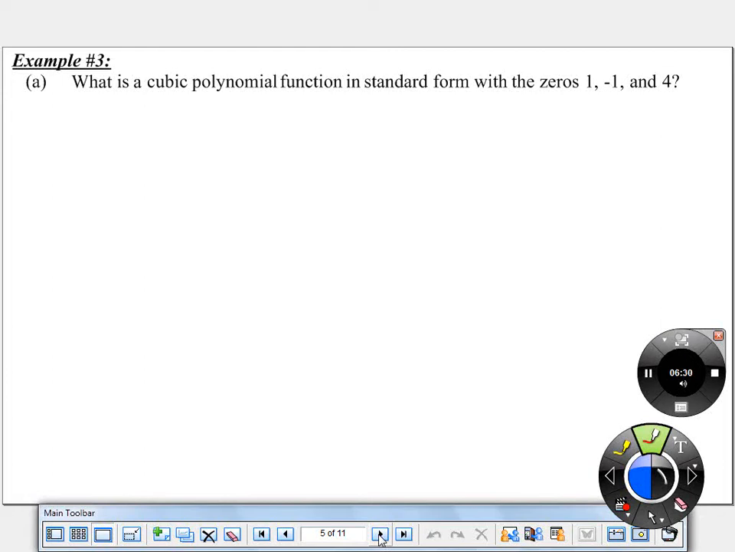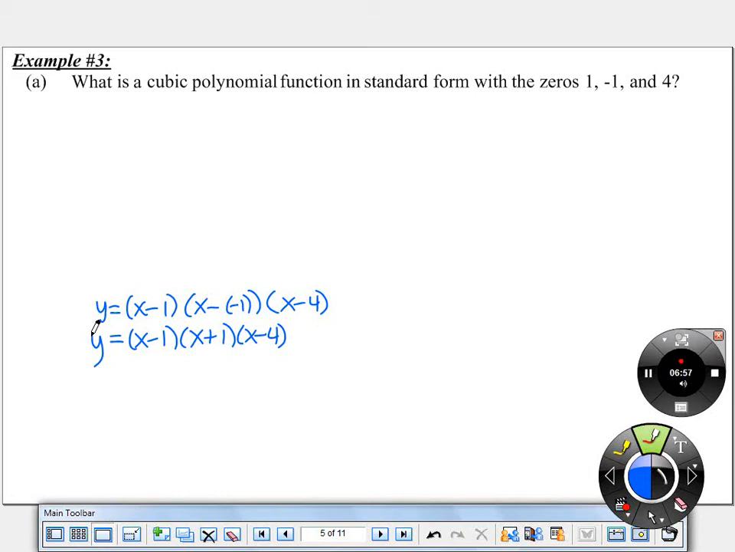So again, if you know that there's a zero of 1, then the factor theorem says that x minus 1 must be a factor of this polynomial. Same with x minus negative 1, since it's a zero, and x minus 4. Okay? So this is x minus 1 times x plus 1 times x minus 4. So this is a cubic.